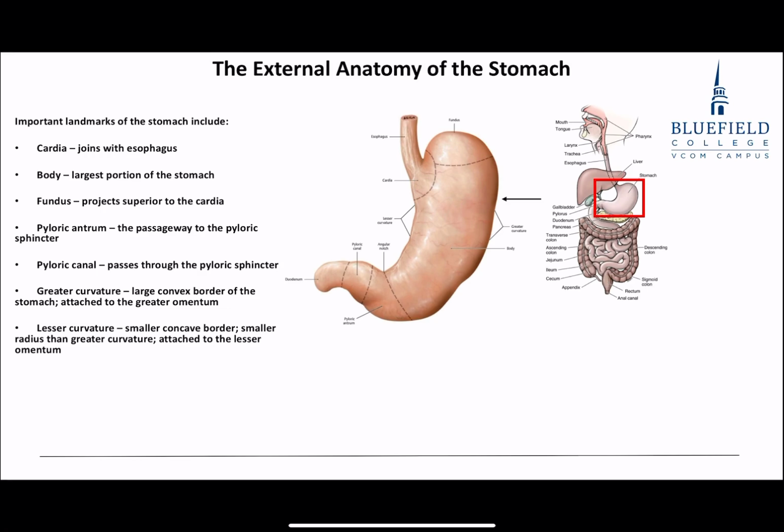There's the lesser curvature, the greater curvature, and then this antrum. Antrum is a term for hallway or entryway. So it's like the entryway into the pyloric canal here. So that's the pyloric antrum. And then this is the region where you have that pyloric sphincter.